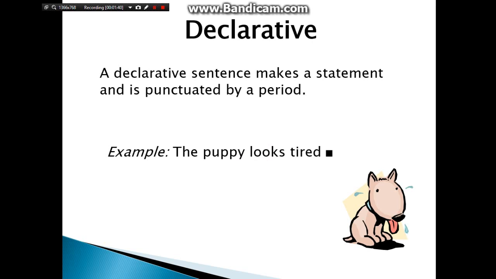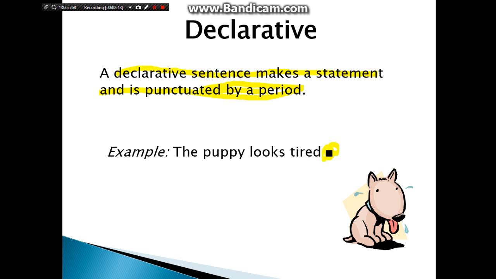All right, so you've got them all written down. Close all your flaps and just open the flap that says declarative. On the left side of the flap, you are going to write the definition of a declarative sentence. A declarative sentence makes a statement and is punctuated by a period. Notice that nice big period right there. This is an example. You also need to have an example. You will write an example on the right side, right next to the definition. So your foldable has a definition on one side and an example on the other.